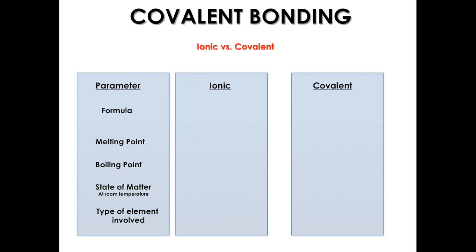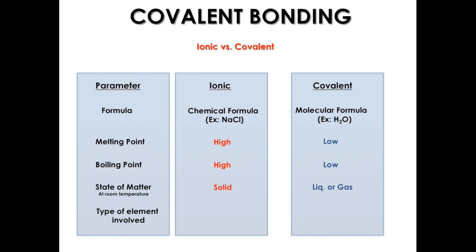Now let's compare between ionic and covalent bonding. When we talk about formula, ionic bonding is called chemical formula, whereas covalent bond is molecular formula. When we talk about melting point, ionic compounds have a high melting point. This is higher than room temperature, whereas covalent is lower than room temperature. The boiling point of ionic compounds is high, that is bigger than 200 degrees Celsius, whereas covalent is lower than 200 degrees Celsius.